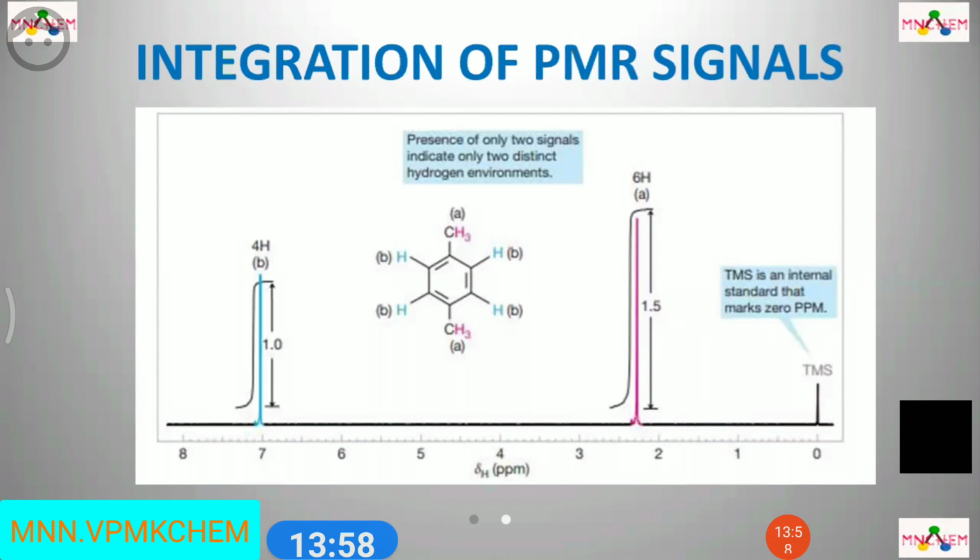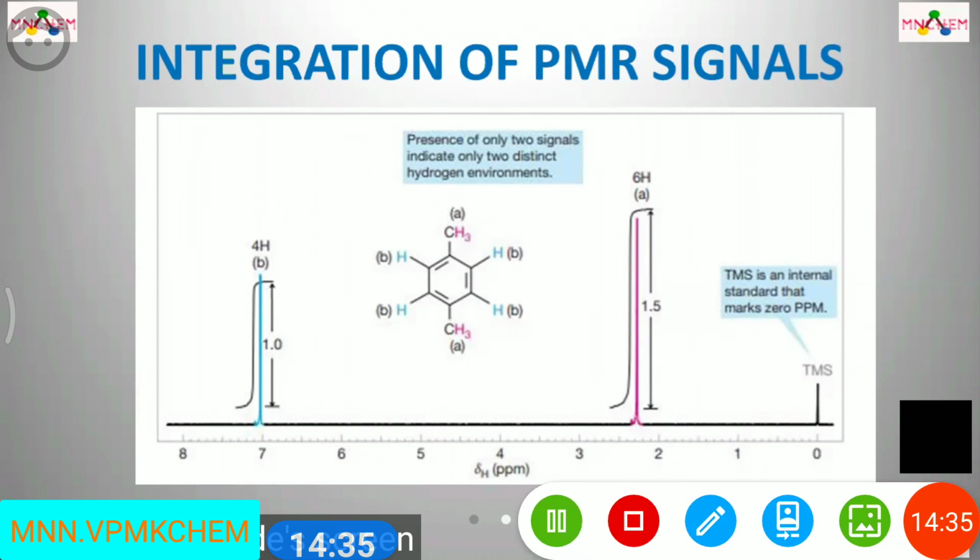It can be understood by this representative PMR spectrum of paraxylene. Here we can see two signals in the NMR spectrum. There are two different sets of protons. The 6 protons of 2 methyl groups give one signal, and the 4 aromatic protons of the benzene ring give another signal around 7 delta. The 6 protons of the 2 methyl groups give a signal at 2.2.